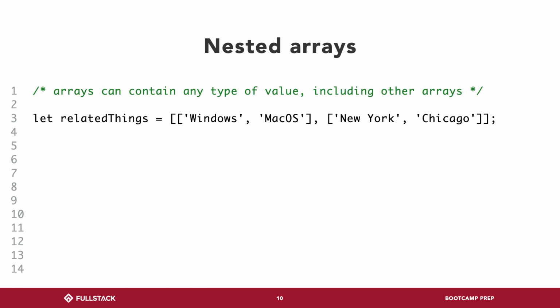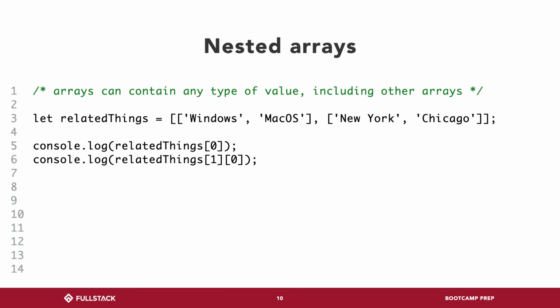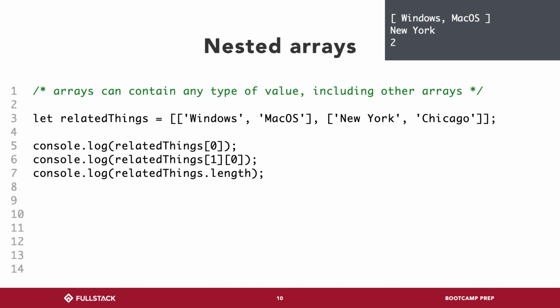So let's talk about nested arrays. Arrays can contain any type of value, including other arrays. And we could see here, we have an array with two things. Related things has a length of 2. At index 0, it's an array, Windows, Mac OS. And at index 1, it's an array, New York, Chicago. Okay? So console.log relatedThings at 0. And then we say console.log relatedThings at 1 at 0. Makes sense, right? Windows, Mac OS in an array, New York, 2.